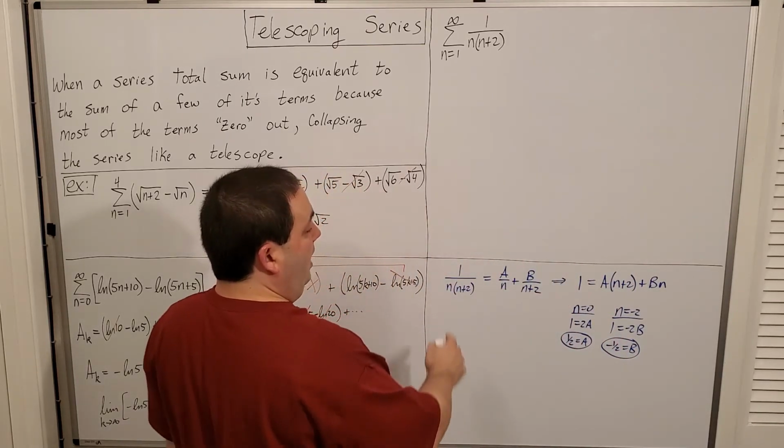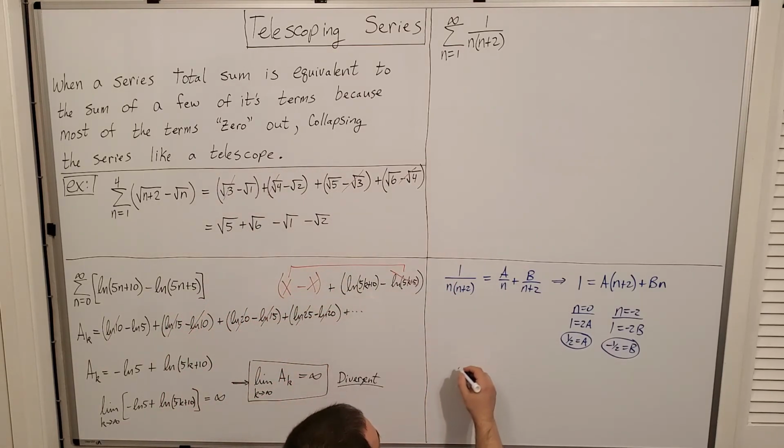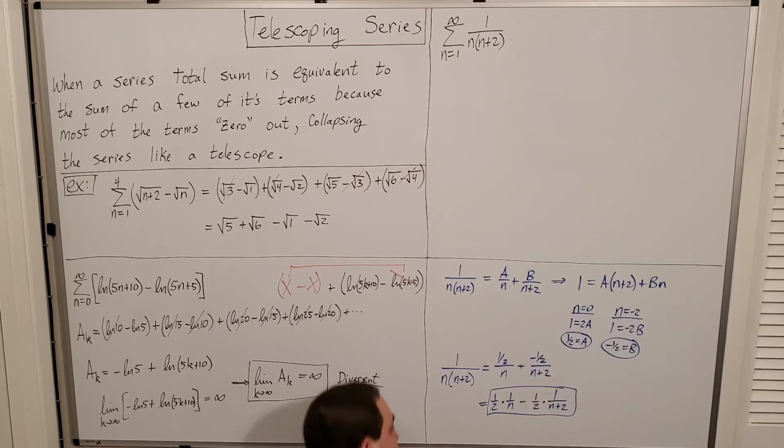And lo and behold, I can then actually decompose these like so. I have 1 over n times n plus 2 is actually equal to 1/2 over n plus -1/2 over n plus 2. And if you want to write it a different way, where it's like 1/2 times 1 over n and -1/2, that's fine. That's actually going to help us out in a minute. This is probably the decomposition that would be more useful to you.